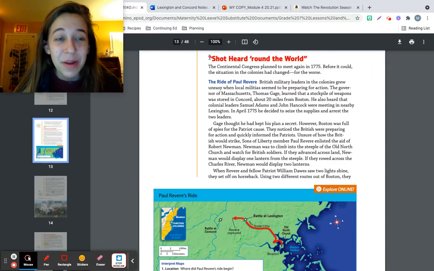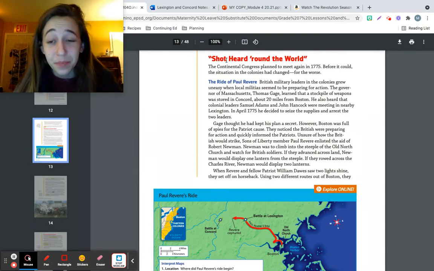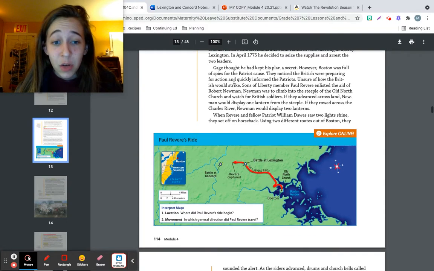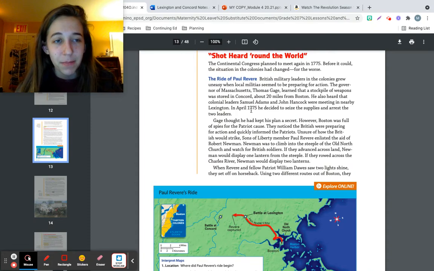So we're going to read a little bit about that shot heard round the world, and then we'll take our notes on Lexington before moving on to the next battle of Concord. And they're all wrapped up together. So I'm on page 114. You can either just read along with me like this, or you can open it up if that's helpful for you. Okay, so the shot heard round the world.